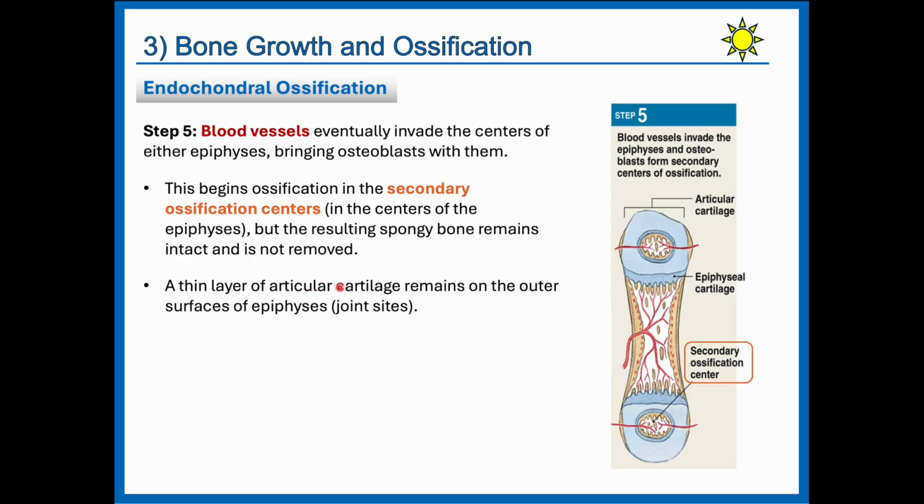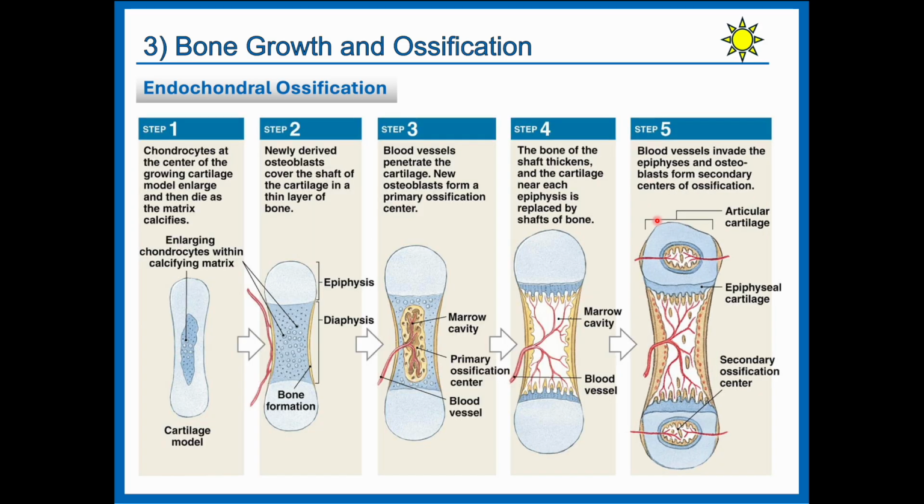And so a thin layer of articular cartilage will remain on the outer surface of the epiphyses. We're going to see in a minute that this outer layer here will leave a little bit of cartilage. Remember, that's an articular cartilage over here. So we're going to see that in a minute. So here's the big steps, right? I want you to read through this yourself. These steps are going to be important for your exam.